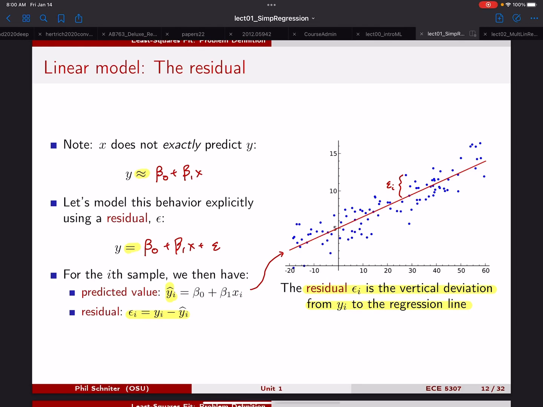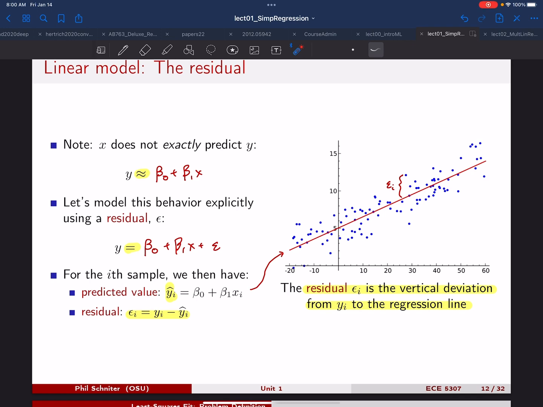So let's continue on our discussion of the first unit, which is simple linear regression. This slide here kind of summarizes the situation. We have a data set, which is described by these points here. In this case, our data set is simple. The points are just pairs of xi, yi. Our goal is to predict yi, or to predict a new value of y from a new value of x.